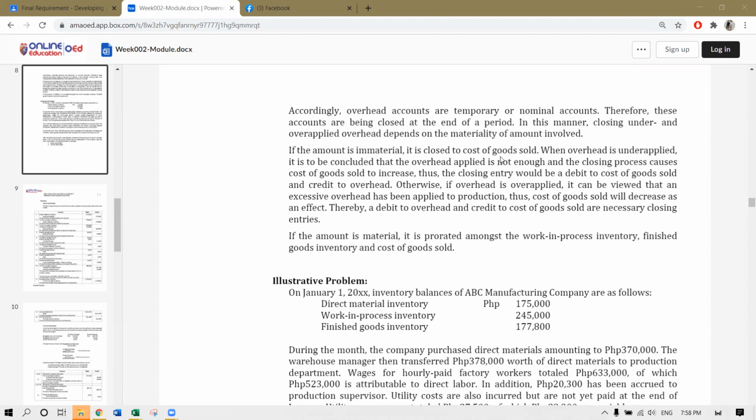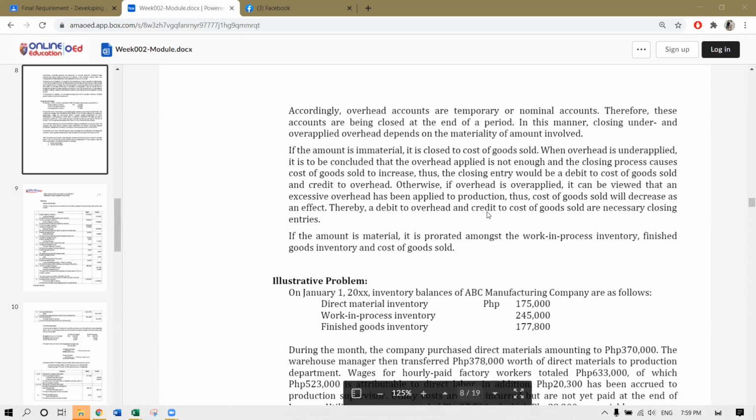Whereas, if it is an over-application, of course, credit to cost of goods sold. Thus, the closing inventory entry is a debit if under-applied, and a credit if over-applied. But our counterpart to the cost of goods sold account is the overhead account. So, if we debit cost of goods sold, we credit the overhead account. Kindly take note of this part here.